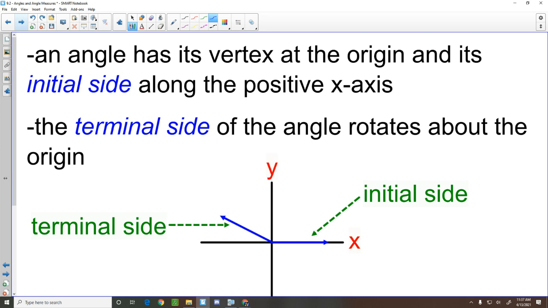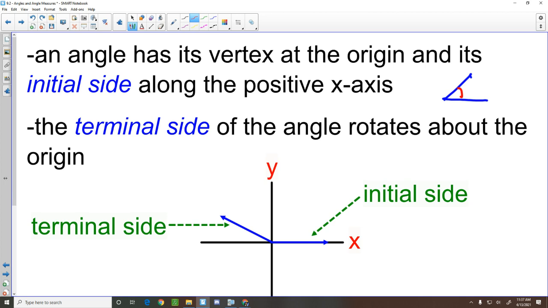All right, so an angle has its vertex at the origin and its initial side along the positive x-axis. So we're going to be looking at these angles on the coordinate plane, and an angle is made up of basically two rays, as they're called. They have an endpoint and an arrow. They go on forever. Basically, you're thinking of two lines. There's one, there's another, and the angle is basically the measure of rotation in between those two. So I do need two lines.